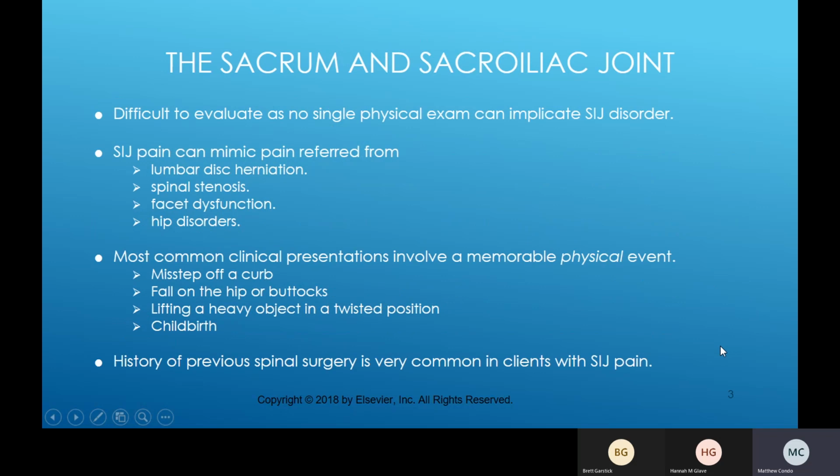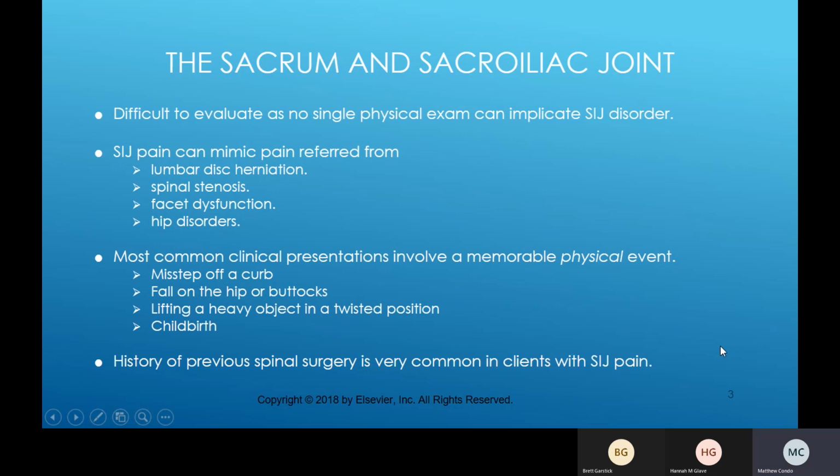So SI joint and sacrum, I'll be quite honest with you, it's kind of a pain because, as we know, there's not a ton of movement there. So it's not like we can have our patients do something like repeated motions and all of a sudden the SI is going to flare up. Sometimes it does and sometimes it doesn't.